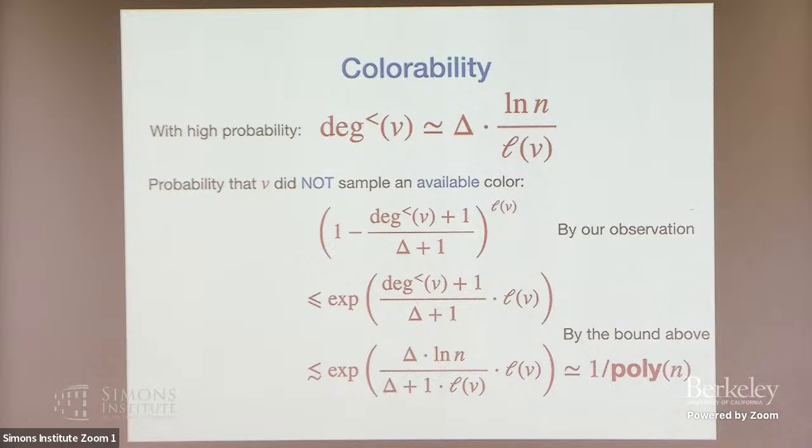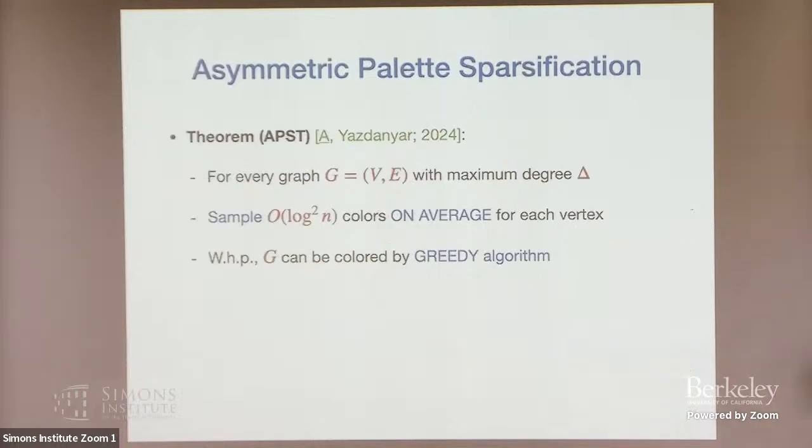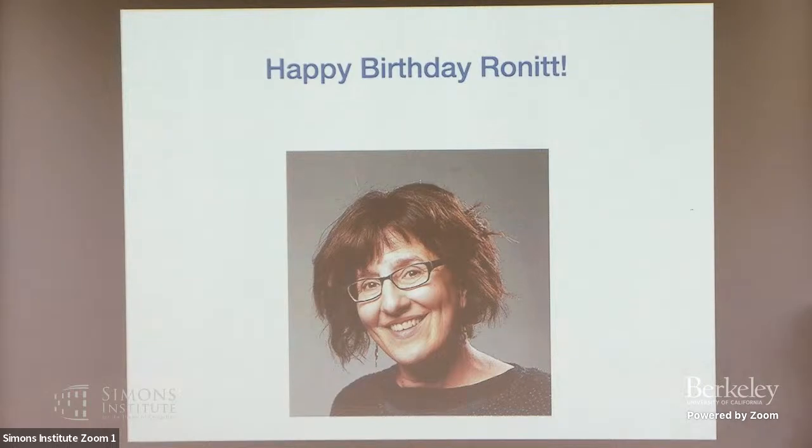Okay. So by the time I'm at that vertex, if it has fewer colors available to it, it has sampled a lot of colors as well. We'll be able to pick one of them to color itself. And that means that you can, with high probability, color every vertex greedily this way. And that's it. You'll get the colorability result as well. And that proves this theorem. So you can sample roughly log squared n colors on average for every vertex. And now G can be colored even greedily. And that's all I wanted to say. Thank you and happy birthday.